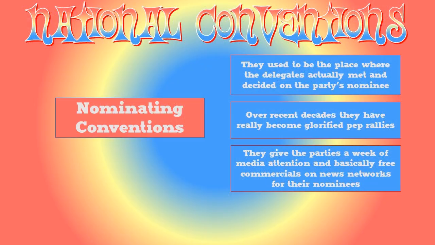These national conventions are officially nominating conventions. This is the place where the person is officially named the nominee of the party. But before the 1970s, this is actually where the nominee was decided on. The delegates would be elected from all these different places, and they would literally go and make a decision about who the candidate would become.